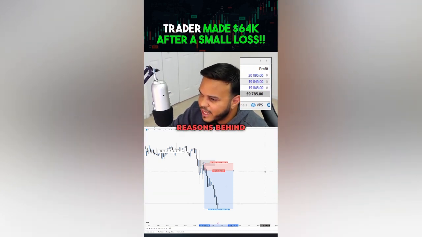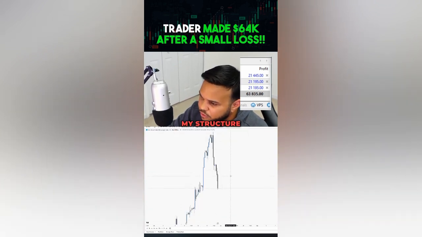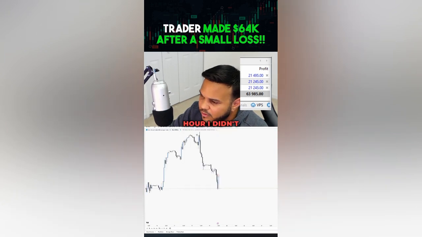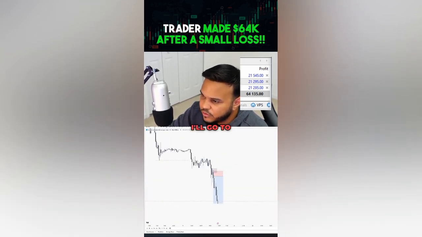So the reasons behind the sell is pretty simple. If you go to the 4 hour, we're clearly on a downtrend, breaking to the downside here, which makes my structure bearish now. Then I went to the 1 hour. I didn't see any structure here for me to find order blocks. So that's fine. I'll go to the 15 minutes. I didn't find any order block as well.